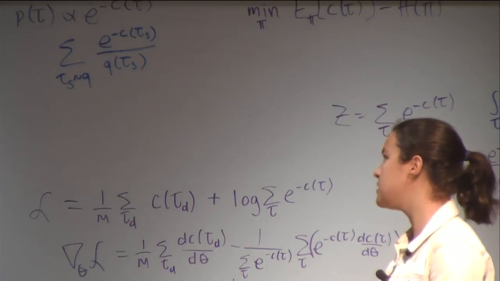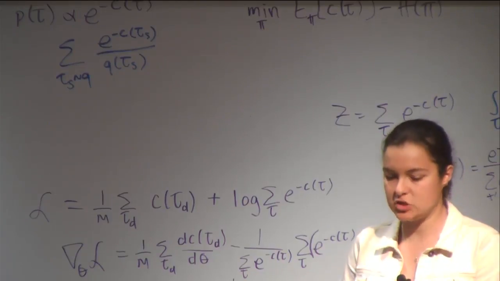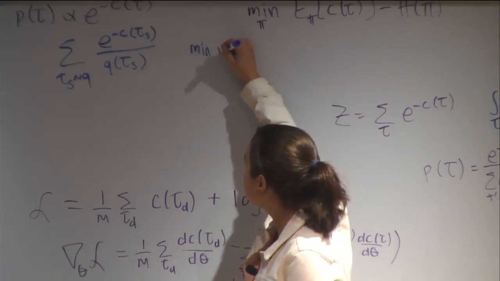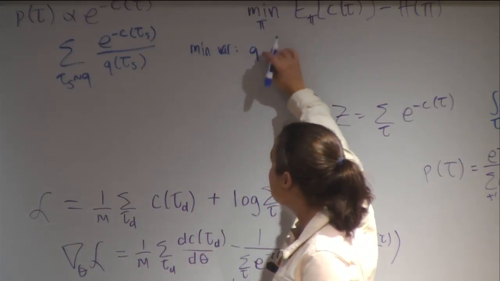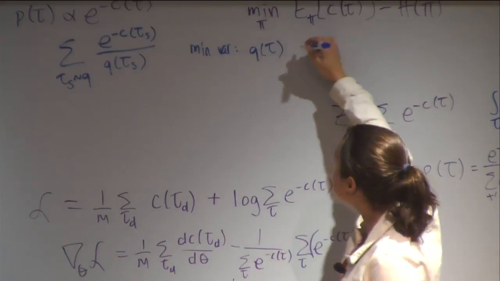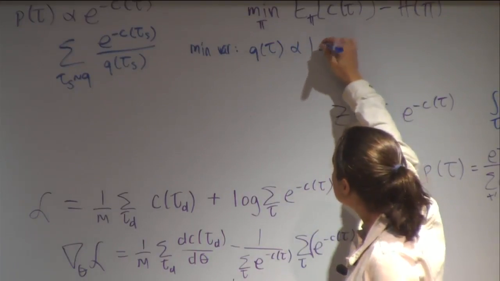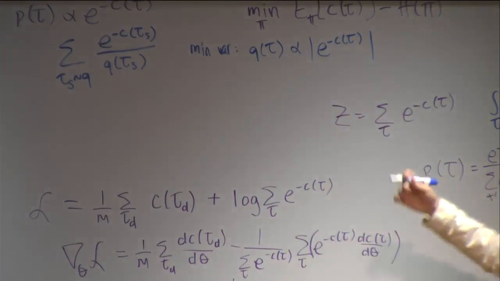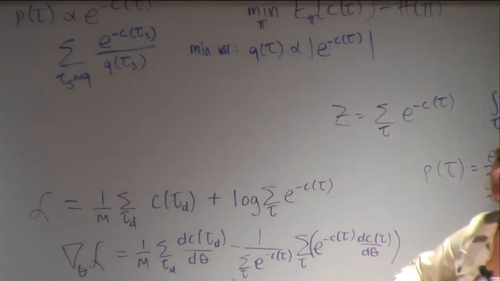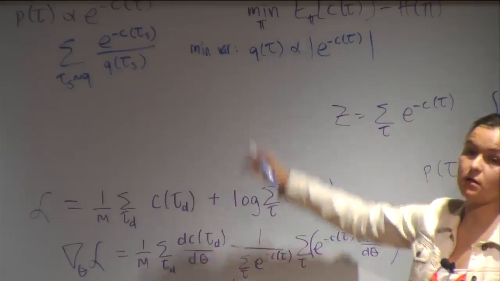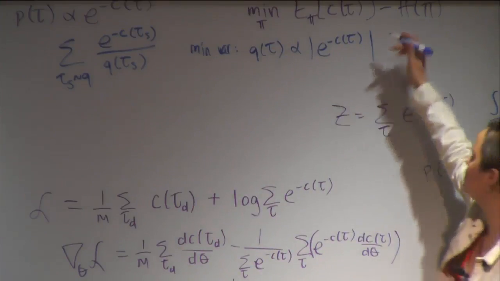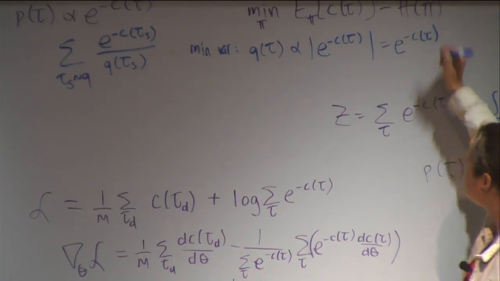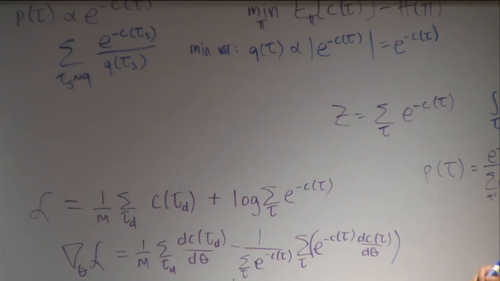And so if you think about it, for minimum variance of this estimator, we want our distribution q of tau to be proportional to the magnitude of e to the negative c of tau. And this is just saying that where we have higher values, we want the probability to be higher. And also note that e to the negative cost is always going to be positive, so it's always going to be non-negative.